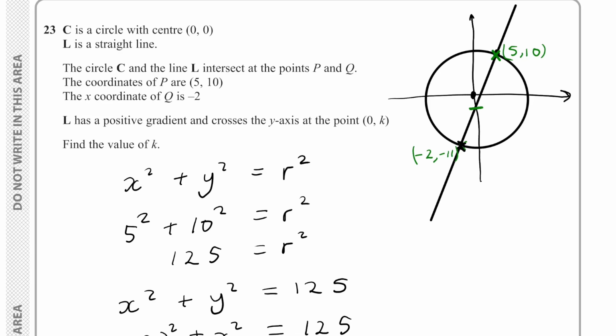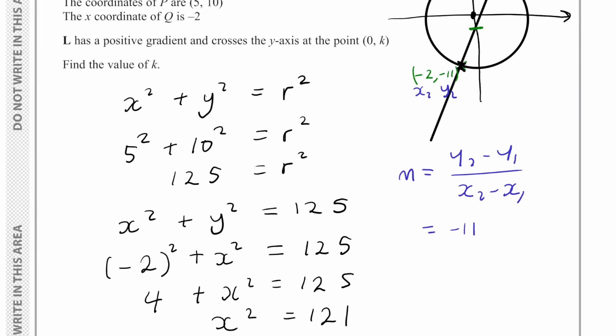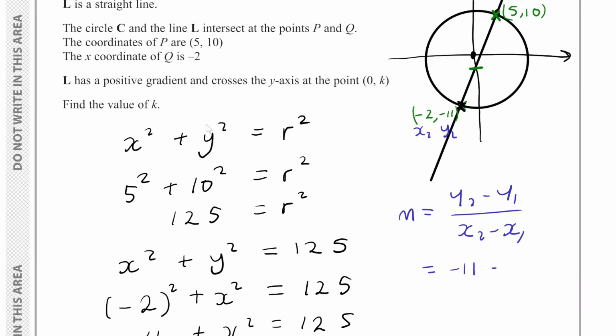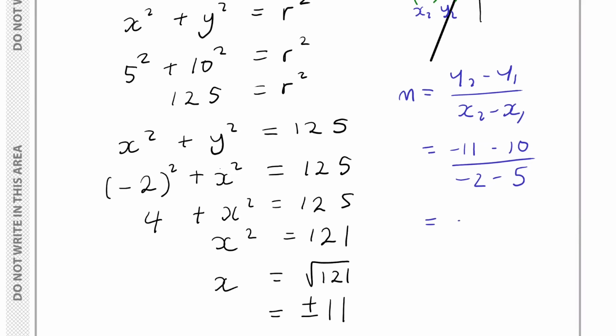So we've got two sets of coordinates. We can work out the equation of the line that goes through them. We could work out the gradient, x1, y1, x2, y2. So the gradient is the change in the y's divided by the change in the x's. So that's -11 take away 10 over -2 take away 5. Could have done that the other way around. -21 over -7, that's 3. It's got a gradient of 3.